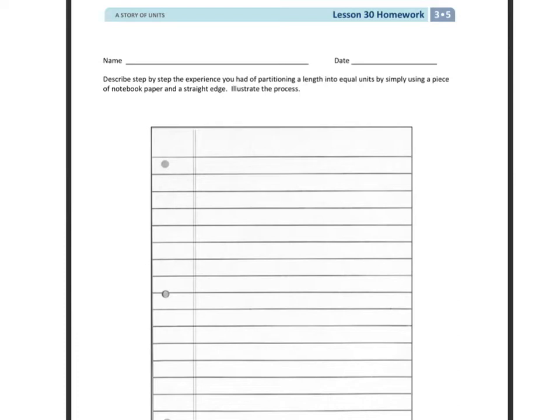Illustrate the process. So if I'm going to start this, the step by step experience, I had a great experience with this. It was a lot of fun. No, that's not what we're looking for. What we're looking for is describing the process in which you did to create lengths into equal units.